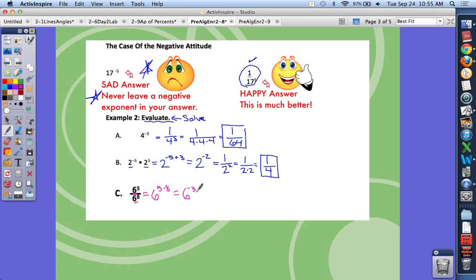Am I done? No. Hopefully you're saying, no way. We got to get our answer to be happy. We cannot leave a negative exponent, so we're going to have to write it as a fraction. Negative exponent can be written as 1 over that whole power. Change the sign of the exponent. 1 over 6 cubed. Keep going and evaluate that. That's going to be 1 over 6 times 6 times 6. You can use your calculator here, or you can do this on your own. 6 times 6 is 36. And now we have to multiply it by another 6.